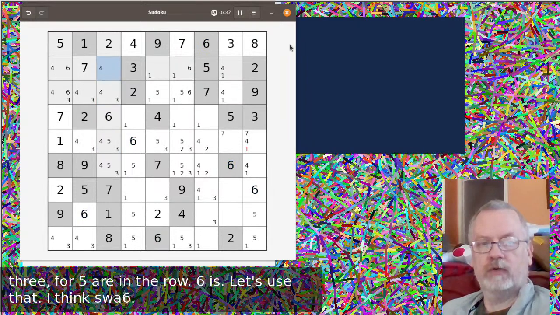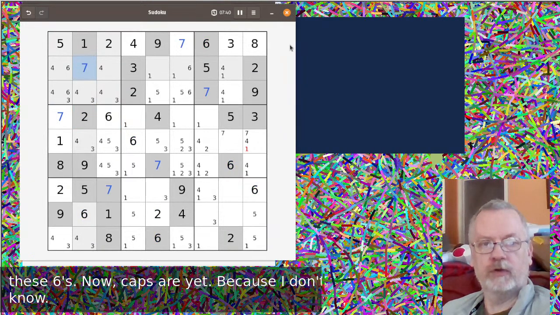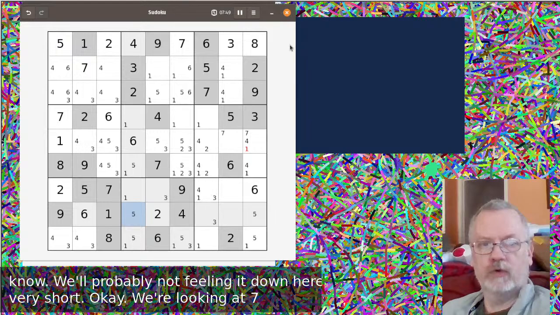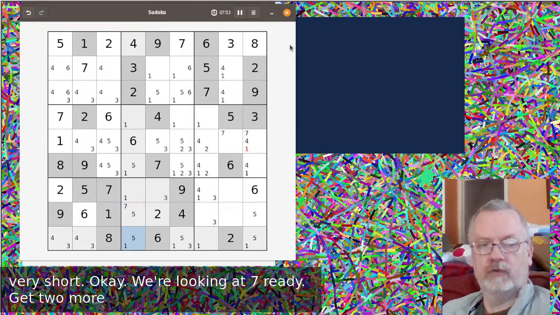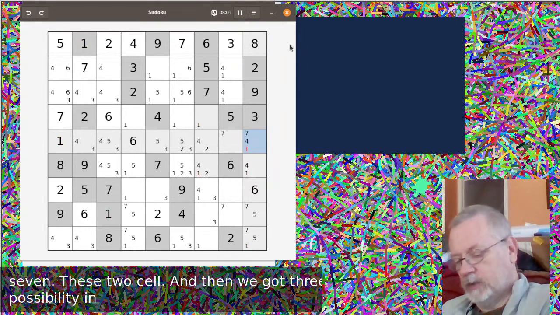Not going to claim that's a 4 yet because I don't know. However, we will probably have that figured out here very shortly. Okay, we were looking at 7s already. We got 2 more squares. One of these 2 is a 7. 2 cells. And then we've got 3 possibles for 7 in here. See, I left a 1 that I have to clean up.